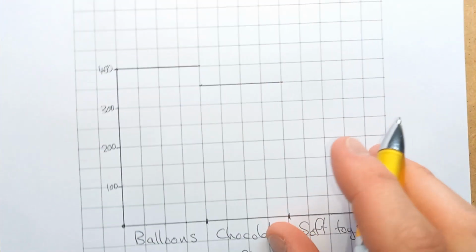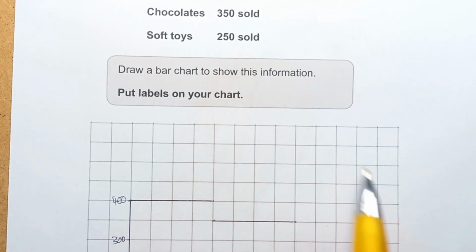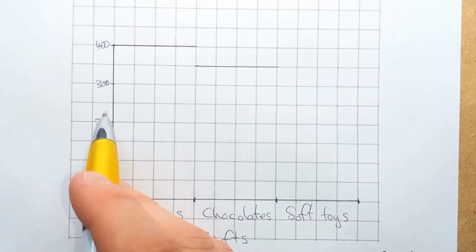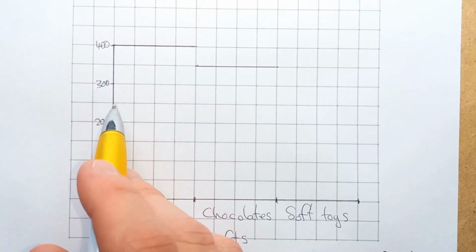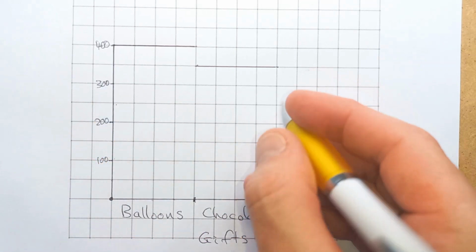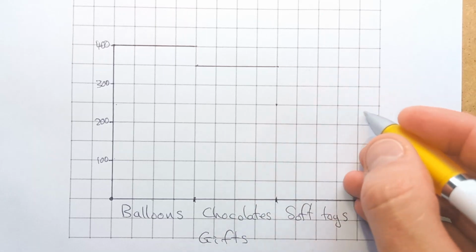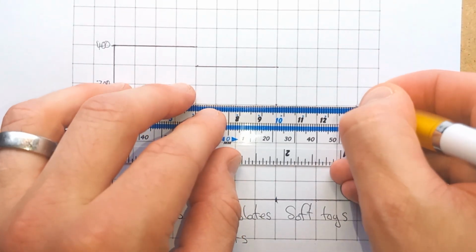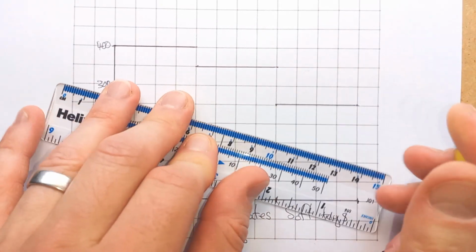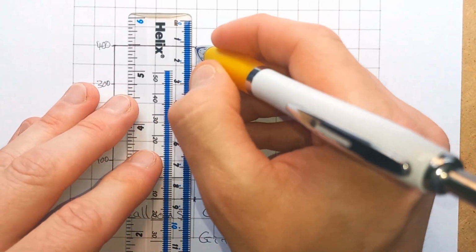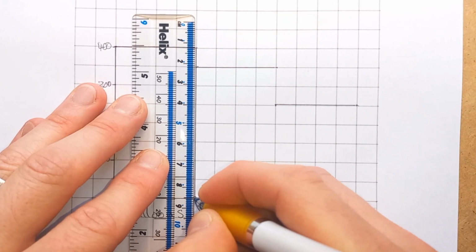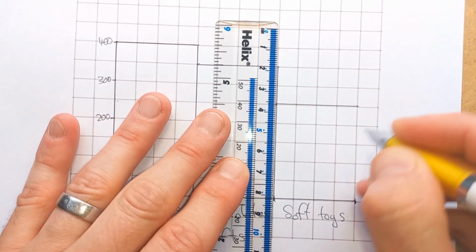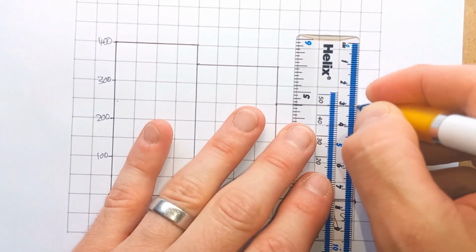And for soft toys, 250 were sold. So that's going to be halfway between 200 and 300. So we need to go across to soft toys. So it's going to be from here to here. And then we can draw these down. Now your bars don't have to touch, but I just find it's easier if they do touch, because then you don't have to draw so many lines.